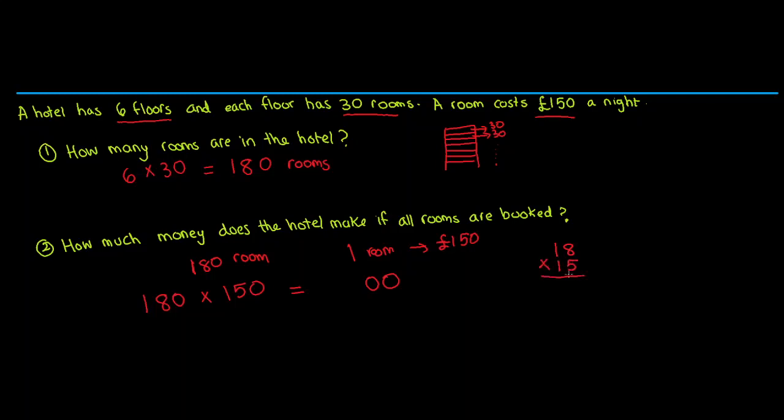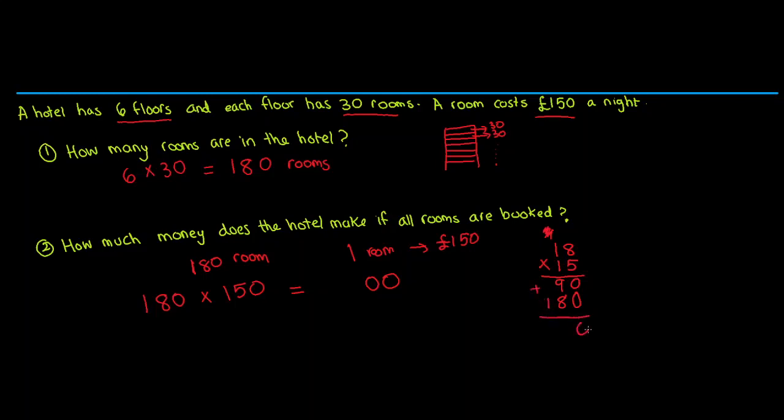So 5 times 8, that is 40. 5 times 1 is 5, plus 4, that is 9. And then we put a 0 because we're moving to the next digit. 1 times 8 is 8. And then we ignore that this ever existed. 1 times 1 is 1. And then we do an addition here.